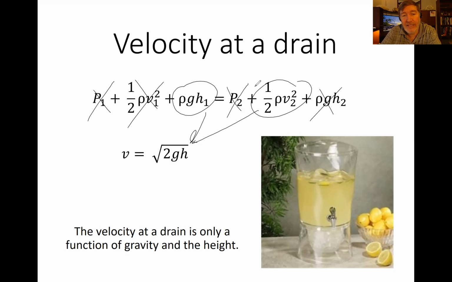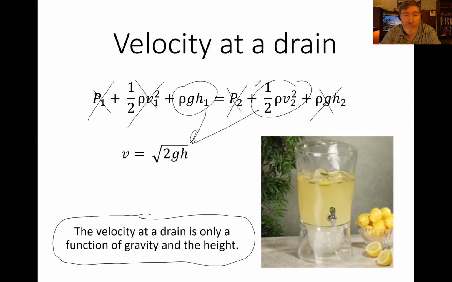Also, one thing that's kind of interesting to know is that the velocity of the liquid that's coming out from the drain hole only depends on how strong gravity is and how high the water is. Notice that rho doesn't even enter into the equation. So it doesn't matter if this liquid is water or gasoline or any liquid at all. The velocity of the liquid coming out from this faucet is going to be the same. The only thing that matters is how high the water is and what planet you're on, because what planet you're on determines what G is.